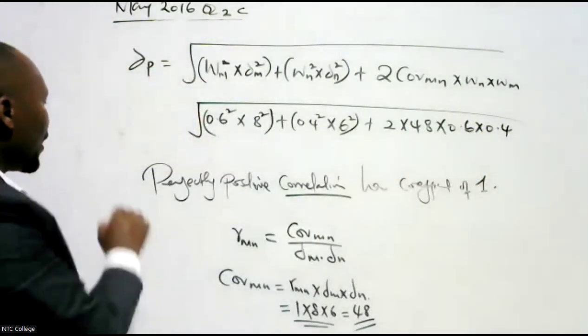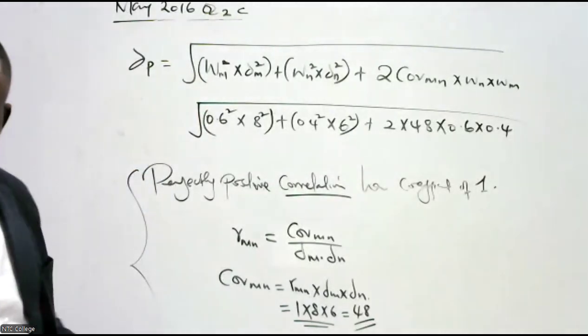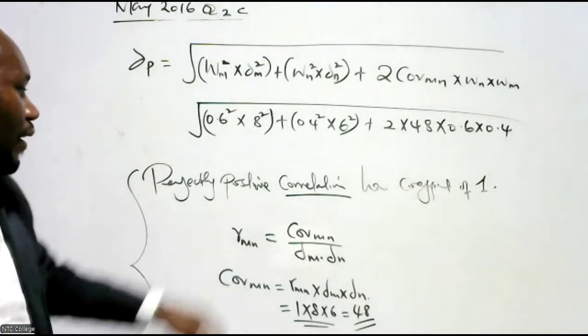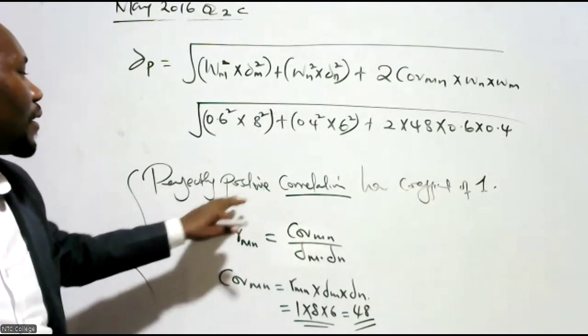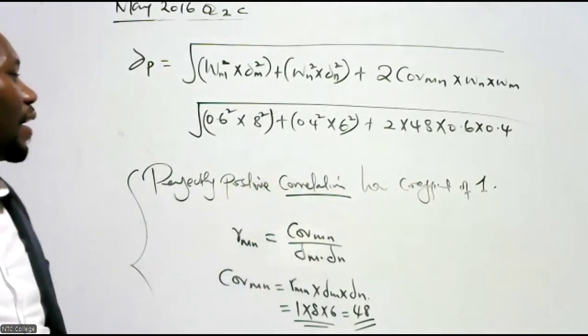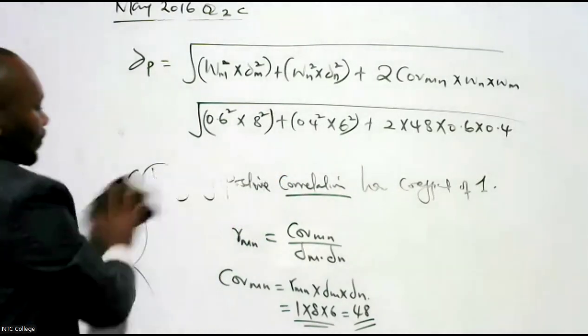So this is where the examiner was testing you, to check if you can remember this formula, and if you know that perfectly positively correlated securities have a coefficient of 1.